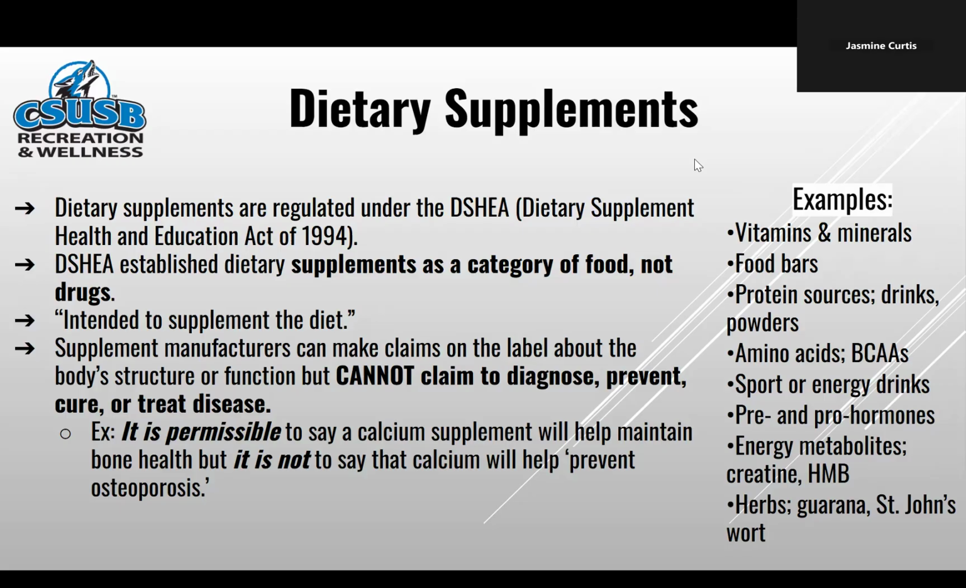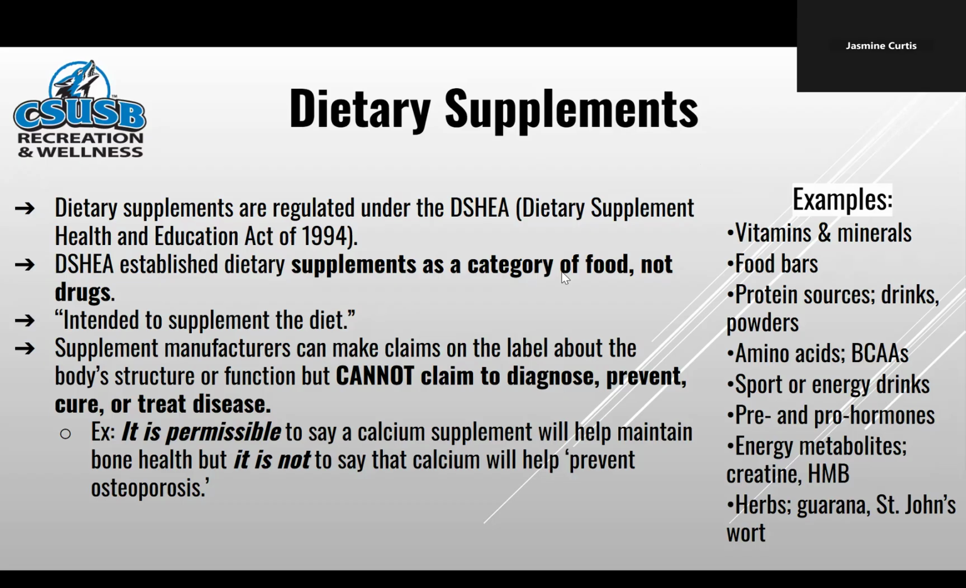It is permissible to say that a calcium supplement will help maintain bone health, but what the supplement company cannot say is that it will help prevent osteoporosis. So they could use some word jumble to make the supplement sound like it's essential. However, we know that if we're getting the right amount of food and nutrients, we'll talk a little bit about micronutrients later, we should be able to get everything that we need in terms of micro and macronutrients.